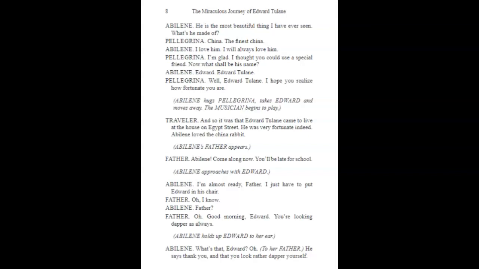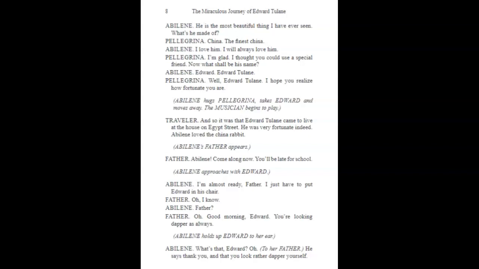Abilene. He's the most beautiful thing I've ever seen. What's he made of? Pellegrina. China, the finest china. Abilene. I love him. I will always love him. Pellegrina. I'm glad. I thought you could use a special friend. Now, what shall be his name? Abilene. Edward. Edward Tulane. Pellegrina. Well, Edward Tulane, I hope you realize how fortunate you are.